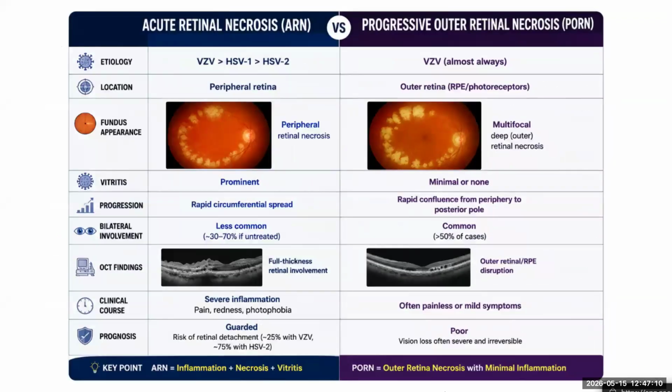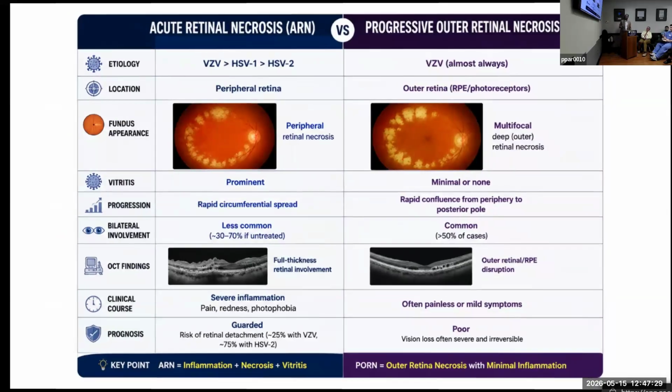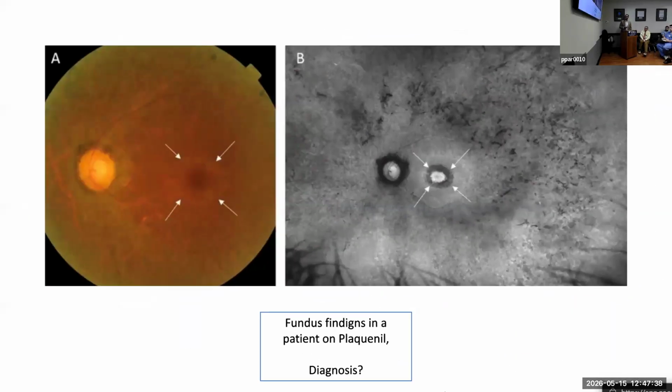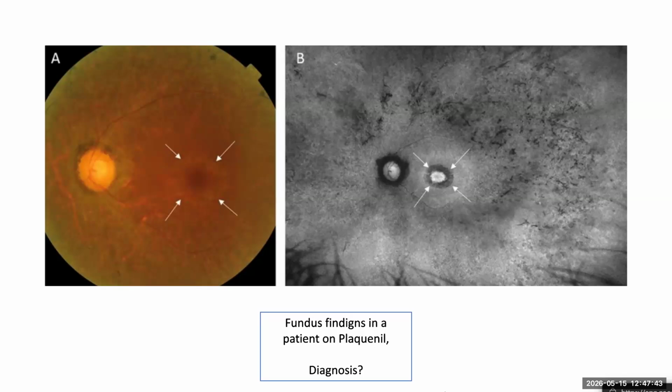I just wanted to touch base on acute retinal necrosis, which is a painful, vision-threatening condition. And when we see progressive outer retinal necrosis because of VZV, it is not as painful, but the prognosis is poor in both conditions. So now, medications that we use in nephrology have some sort of ocular toxicities. So this person is on hydroxychloroquine. Do we know what we are seeing?